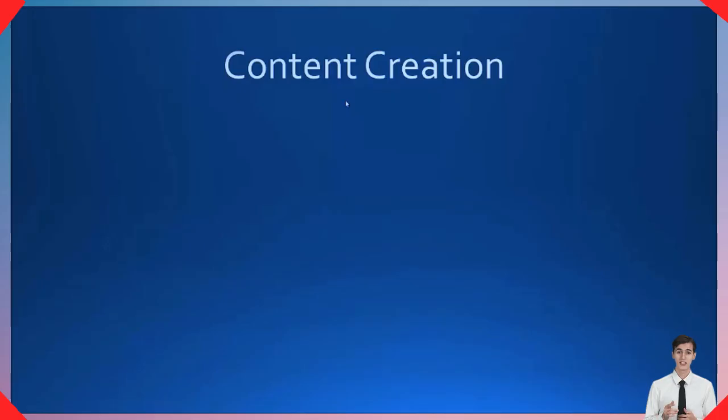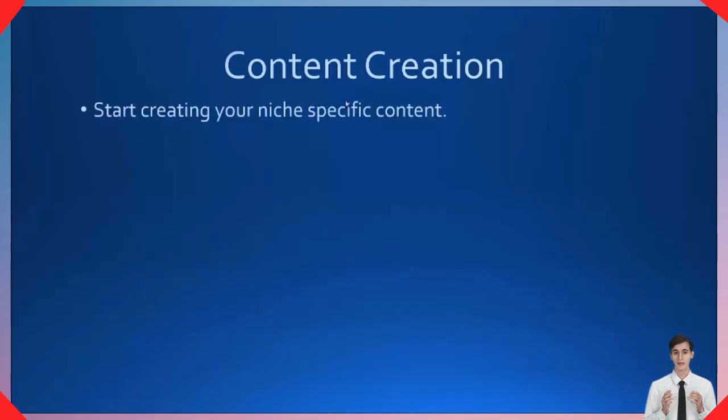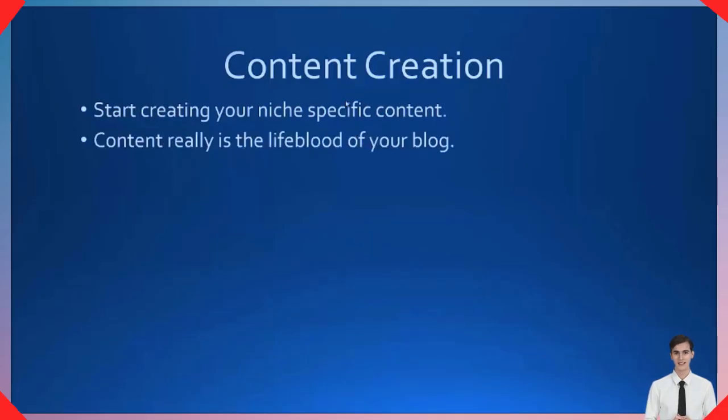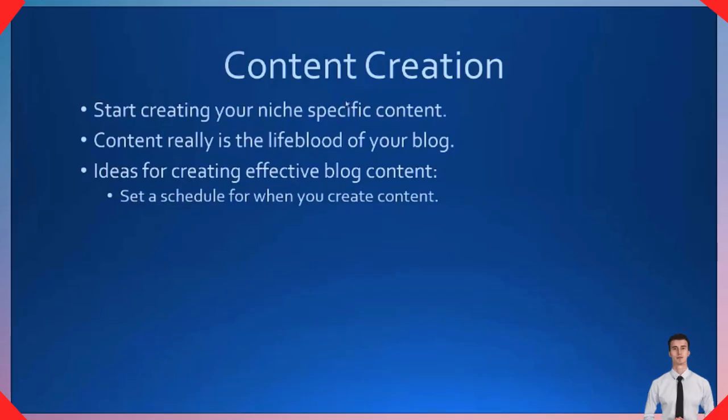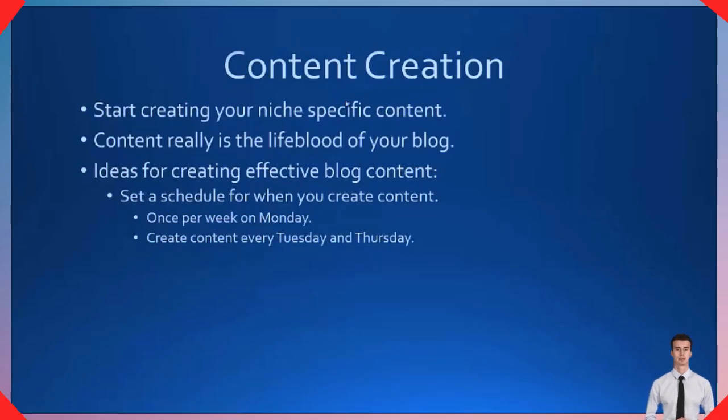So now that you have your website set up, it's time to go through the content creation part. This is where you want to start creating your niche specific content. Content really is the lifeblood of your blog. So here are some ideas for creating effective blog content. Set a schedule for when you create this content. Maybe it's once per week on a Monday. Create content every Tuesday and Thursday. So every Tuesday and Thursday, you're going to create content.